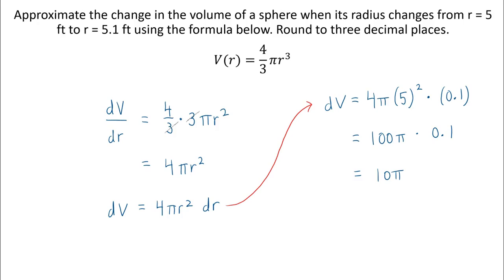Using our calculator, we'll find that 10 pi is approximately 31.416 cubic feet when rounded to 3 decimal places. This means that at the moment the radius changes from 5 feet to 5.1 feet, we should expect to see a 31.416 cubic feet increase in the volume.